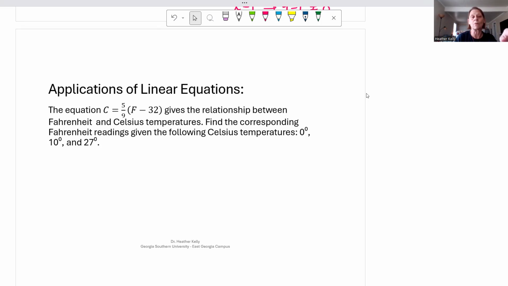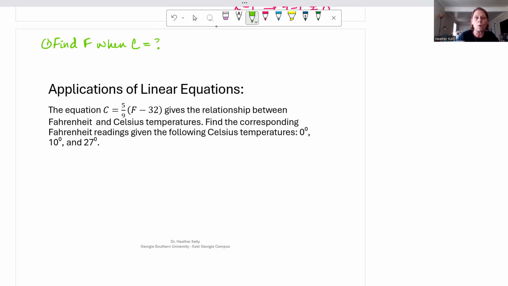The equation C is equal to 5/9 (F minus 32) gives the relationship between Fahrenheit and Celsius temperatures. Find the corresponding Fahrenheit readings given the following Celsius temperatures: 0, 10 degrees, and 27 degrees. Okay, so we could plug in 0 and solve this equation for F, but we want to work smarter, not harder. So what is this actually asking us to do? It's asking us to find F when C is equal to whatever.